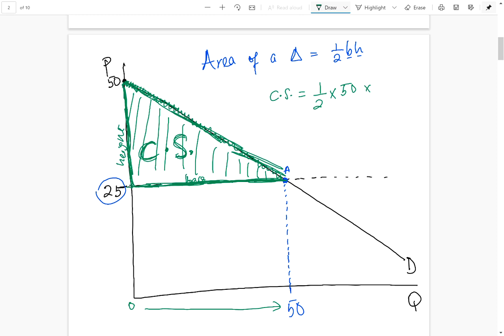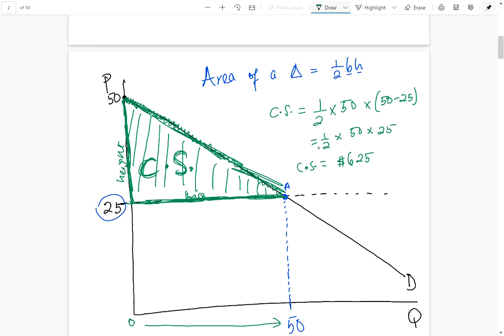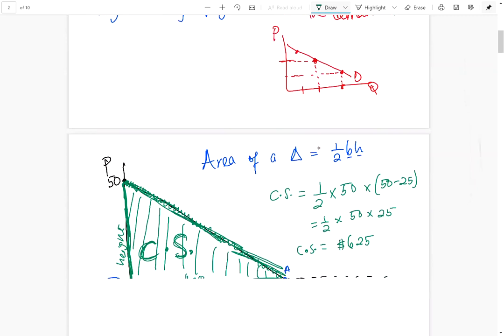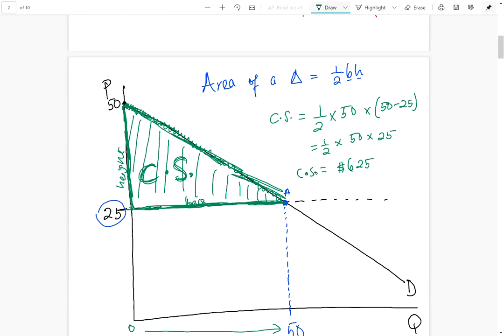It goes from 25 to 50. So this is 0. So we have times 50 minus 25. So this is equal to half times 50 times 25, right? So this is going to end up being equal to $625. This is the gain to consumers for participating in this market. Right? They were willing and able to pay $625 more than they actually had to pay.